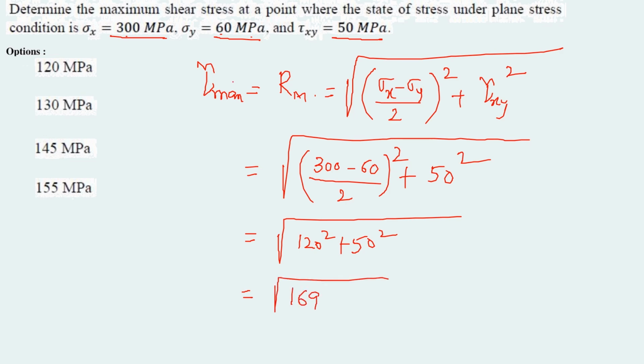square root of 16900, that is equal to 130 megapascals. So the correct answer is option B, 130 megapascals.